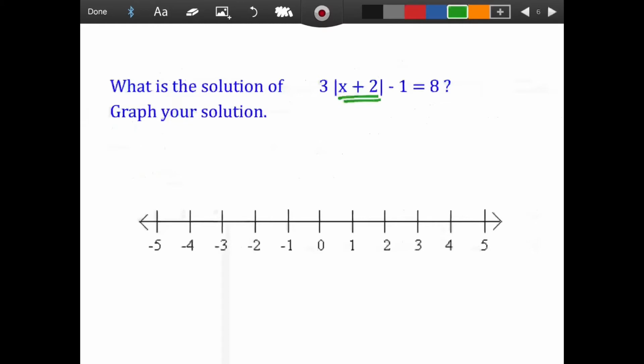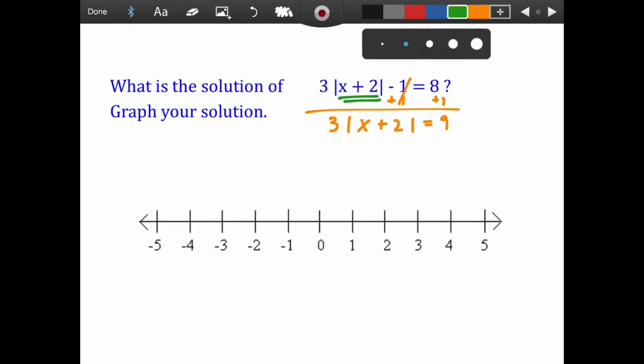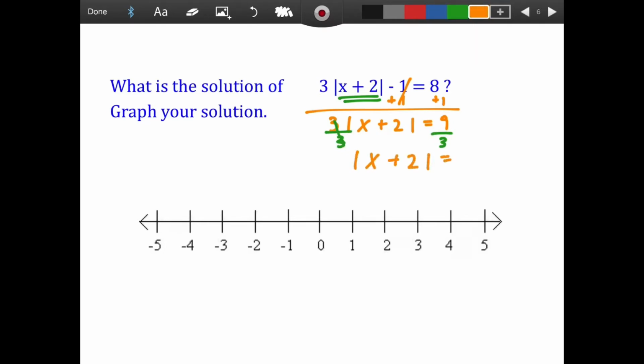So we're going to use our order of operations to get 3 times the absolute value of x plus 2 by itself. We're adding 1 to both sides. So we have 3 times the absolute value of x plus 2 is equal to 9. Divide both sides by 3, and we have the absolute value of x plus 2 is equal to 3.